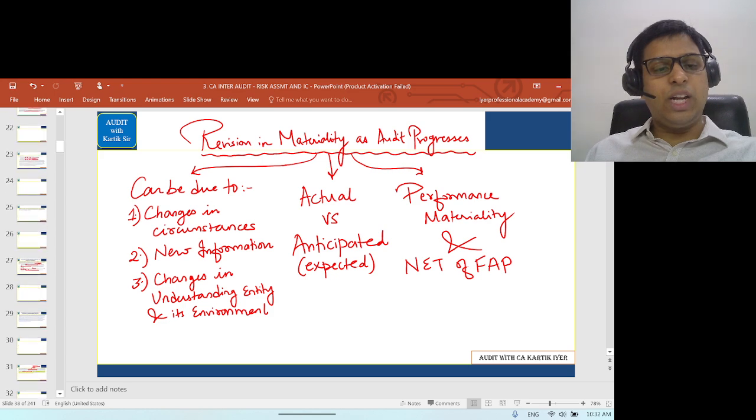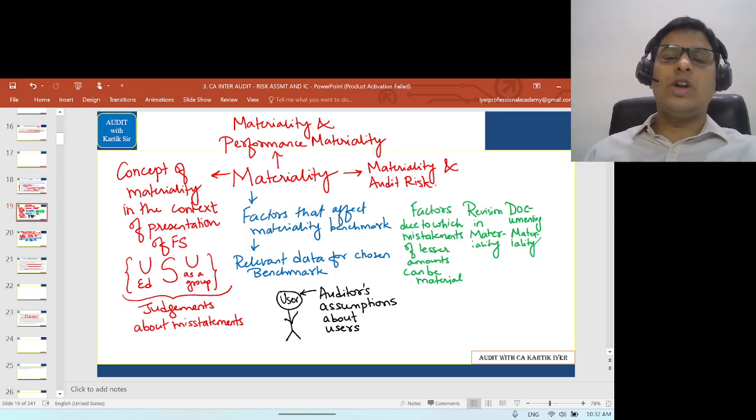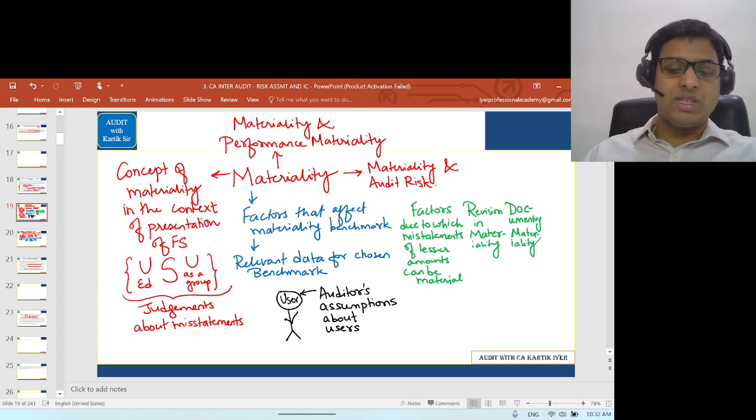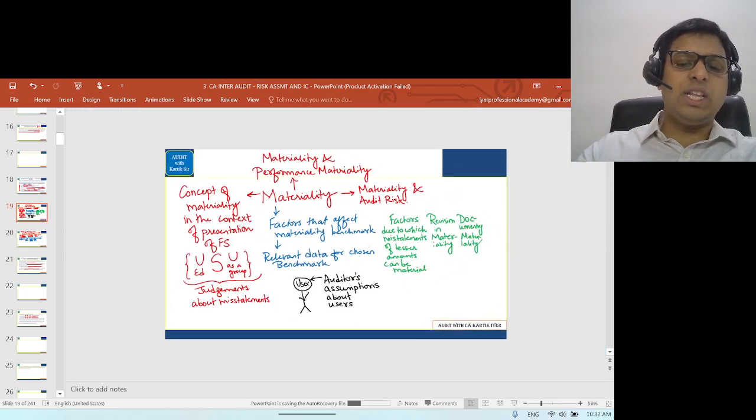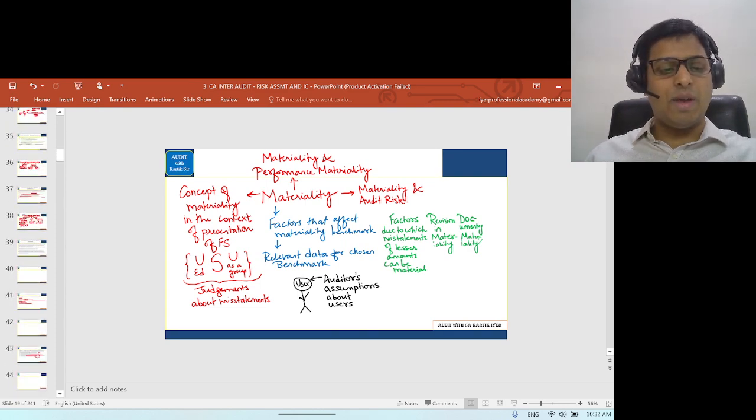Last area, I told you it is not directly a part of materiality, but I included it in this chart only, so that you don't forget this answer, which is an important one. See, auditor's assumption about users, the one which is in black below here. Now, what all can the auditor assume about the users is given in this part. Okay, so let's do this properly. Let's see this one by one.